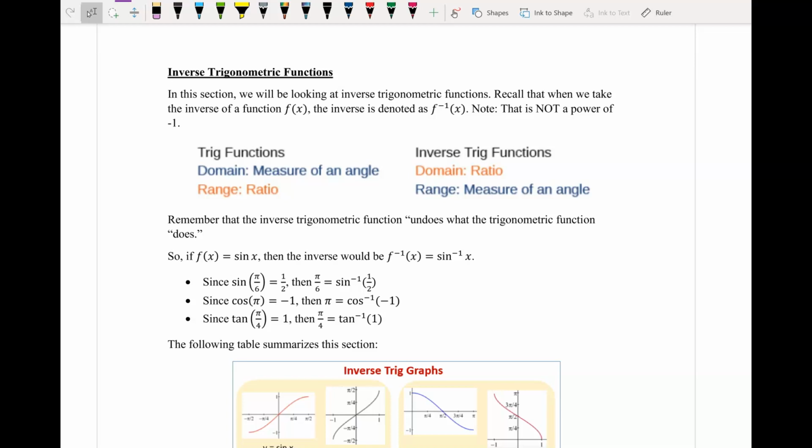So now let's look at the inverse trig functions. I don't want to spend too much time on these, but there are a couple of small things that I do want you to know. We've talked about inverses a lot in this class, so remember that a function f of x has an inverse if it's 1 to 1.